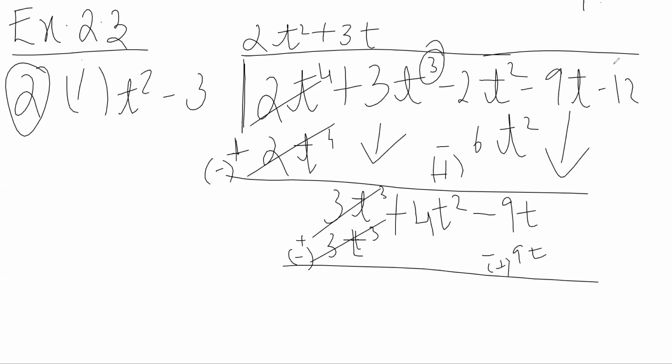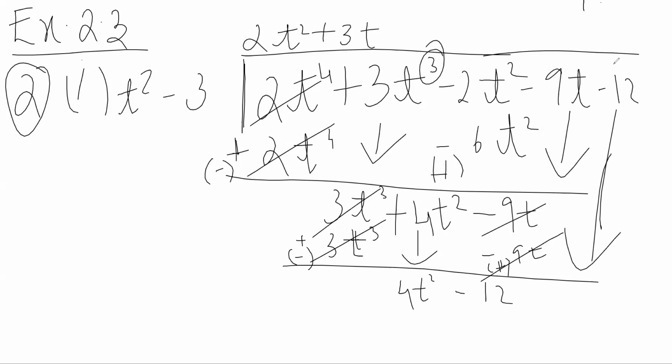Okay, these two will get cancelled. And over here also, it's getting cancelled. Minus 9t plus 9t is getting cancelled. And plus 4t square comes down. And minus 12 is also coming down.